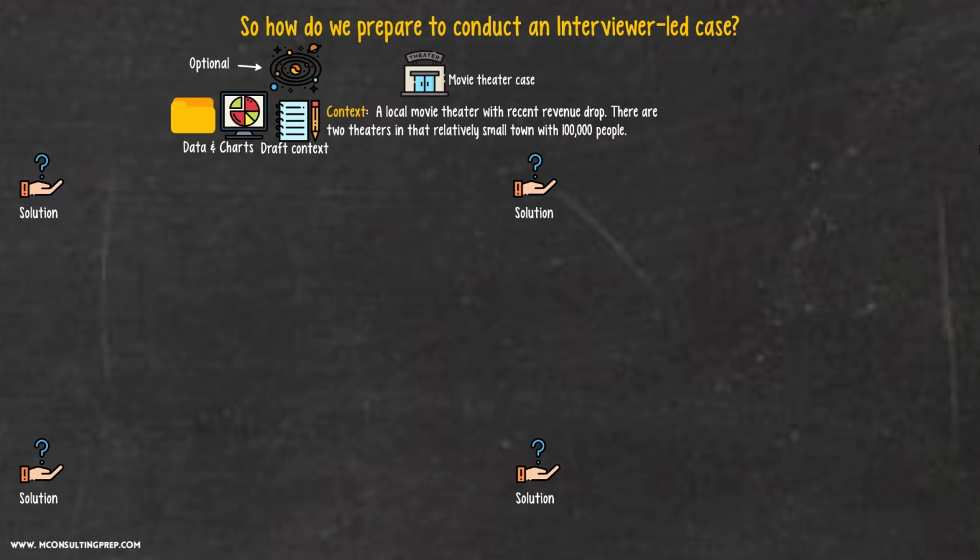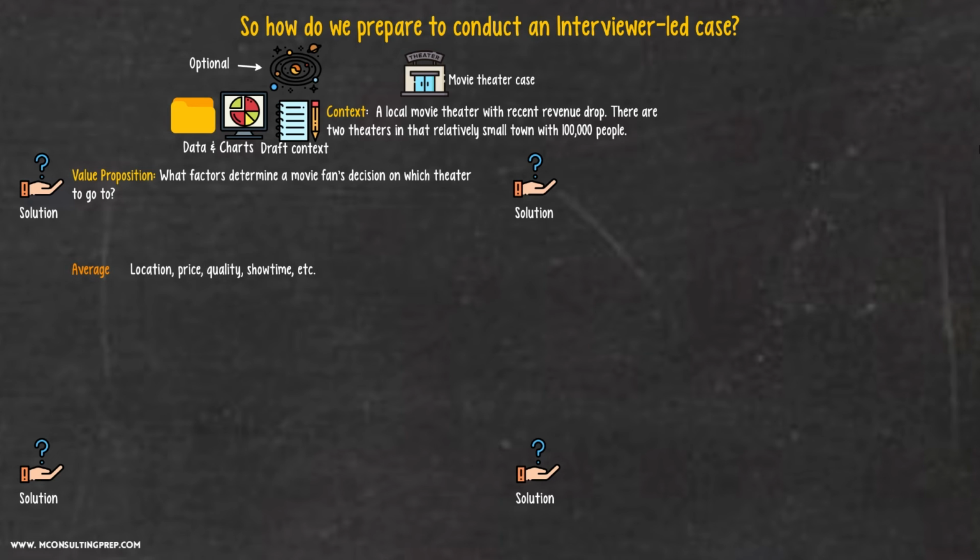Question 1. Value proposition. What factors determine a movie fan's decision on which theater to go to? An average answer would just list out factors like location, price, quality, showtime, etc. A bad answer would also list out some of those factors, but not all. A really good one would break down customers into different segments and have a different answer for each group.